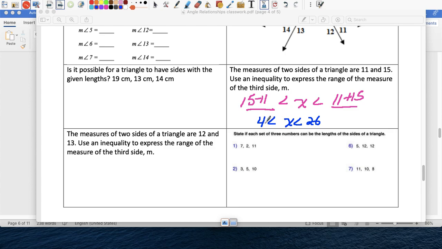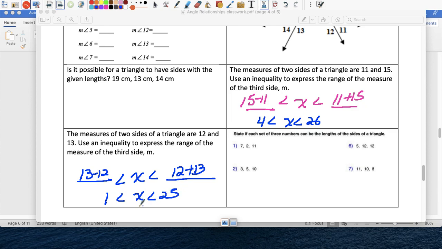Okay, so 4.0001 to 25.9999. There you go. Same thing here. So the shortcut, and again, what are we going to do with the two values given to us? We're going to add them here. And on this side, we're going to subtract them, the big one minus the small one. So it's 1 less than x less than 25. So our third side can be anywhere between 1 and 25, not inclusive, meaning don't include 1 and don't include 25.